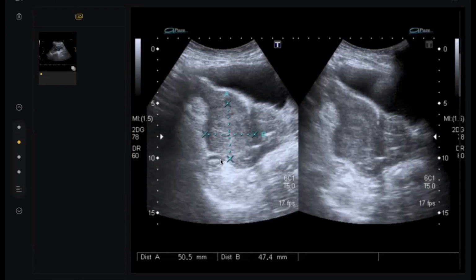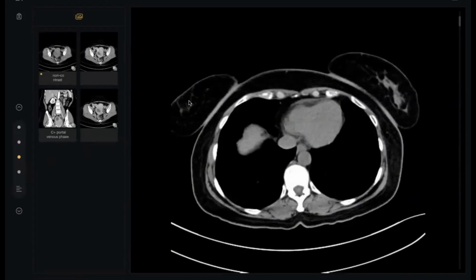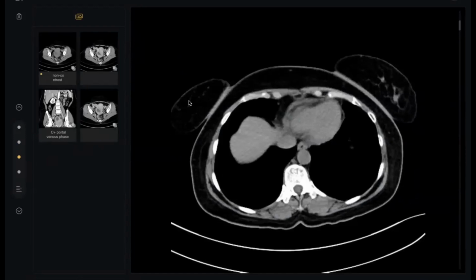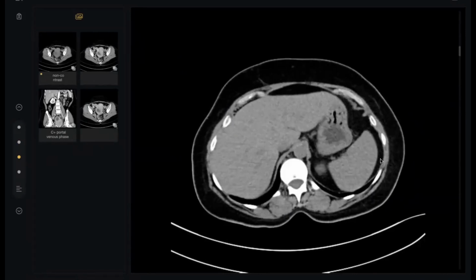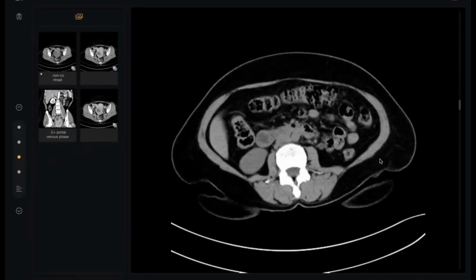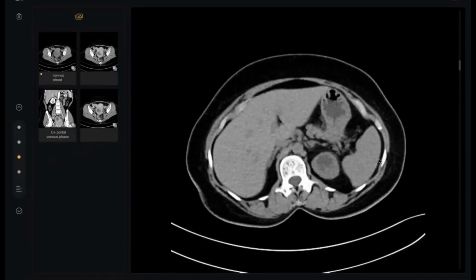I would like to proceed with doing an MRI of the pelvis. Okay, they did a CT. So I'm just going to scroll through these images of CT abdomen and pelvis.